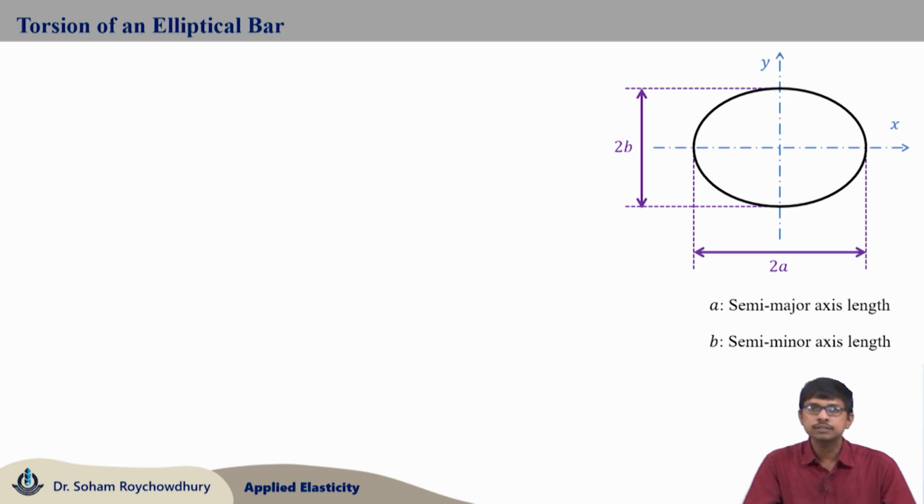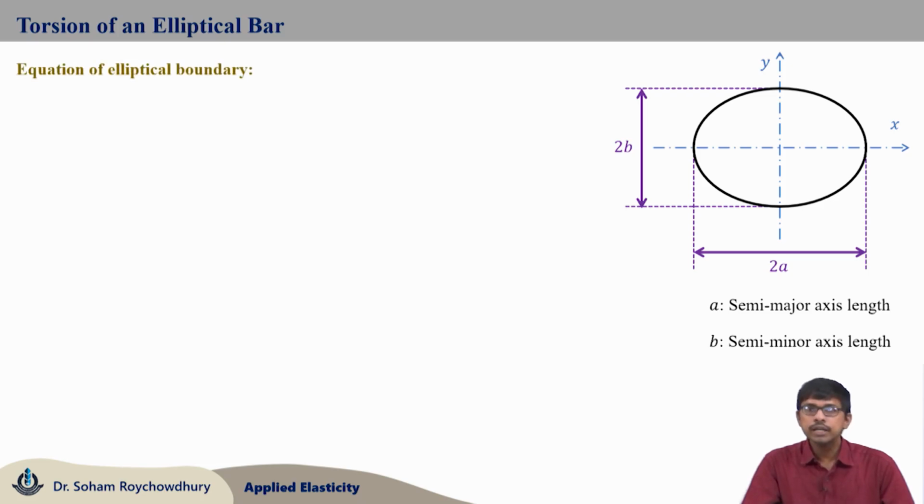So, let us consider this cross section. An elliptical cross section is considered for the prismatic bar which is subjected to end torque T. The cross section is constant or uniform along the z axis. Along the length, the cross section is not varying, so it is independent of z. 2a is the total major axis, so the semi major axis length is taken as a, and the semi minor axis length is taken as b. So, the total minor axis is 2b for this chosen ellipse.